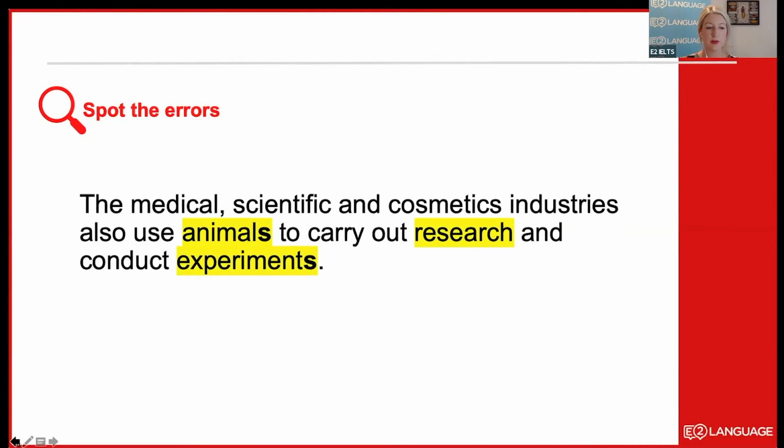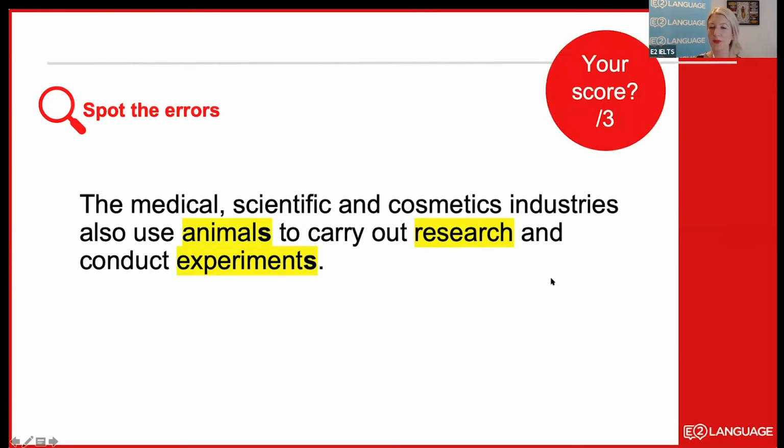So on the screen before I had ES, but that's wrong. Yeah, very good. This is an uncountable noun. It never has ES at the end. So uncountable. And this one, carry out research and conduct experiments, more than one, conduct experiments. Okay, 3 points for that one.